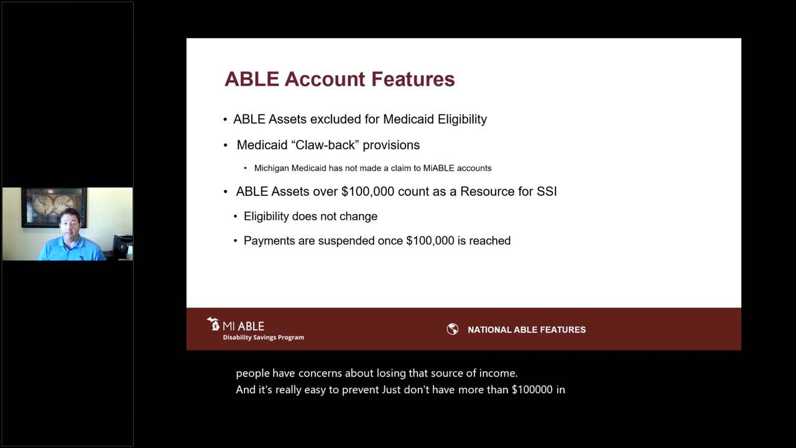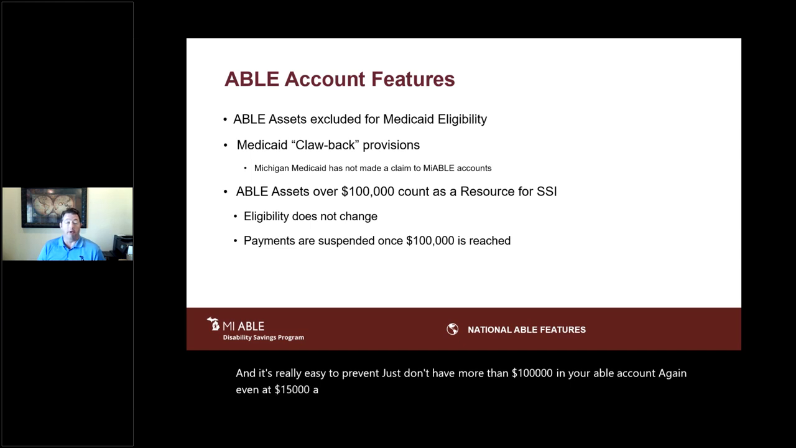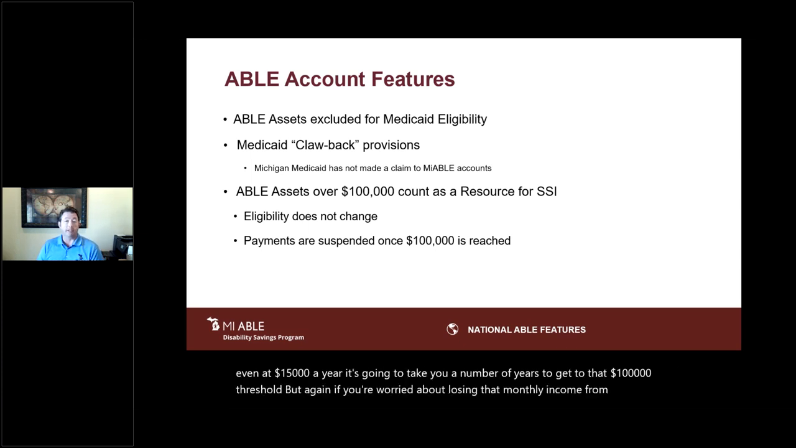Again, even at $15,000 a year, it's going to take you a number of years to get to that $100,000 threshold. But again, if you're worried about losing that monthly income from SSI, you can simply start spending the money out of the ABLE account. That's what it's there for. That's why you created the program.